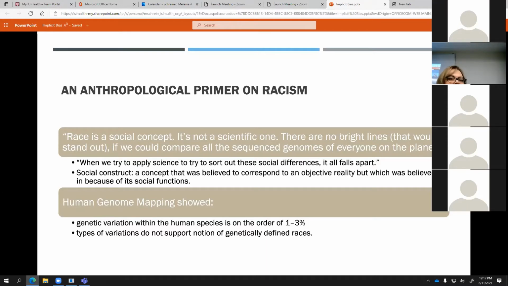And so just to highlight that a little bit more, the Human Genome Project or mapping showed that the genetic variation within the human species is on the order of 1 to 3%, and that the types of variations that we see do not support the notion of genetically defined races.